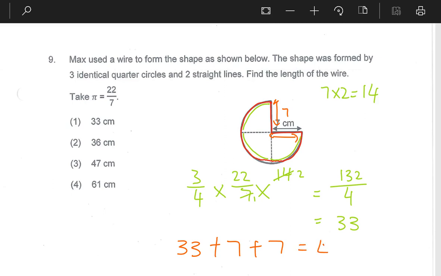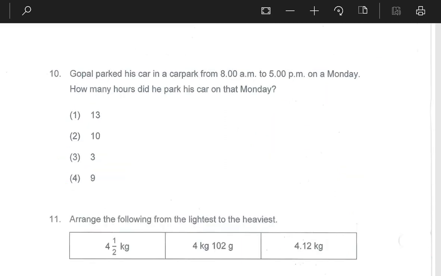And so the answer would give me 47. Question 10: Gopal parked his car in the car park from 8 to 5. So how many hours is that? Now this is almost like a giveaway question.